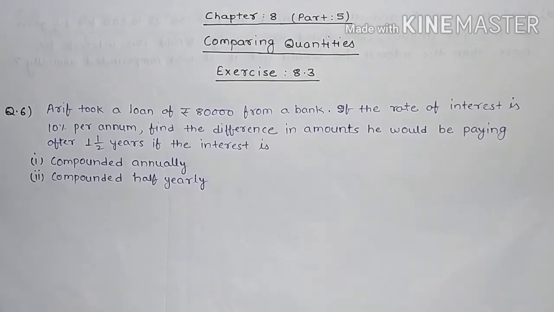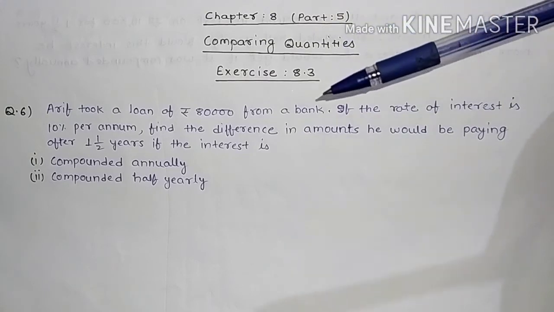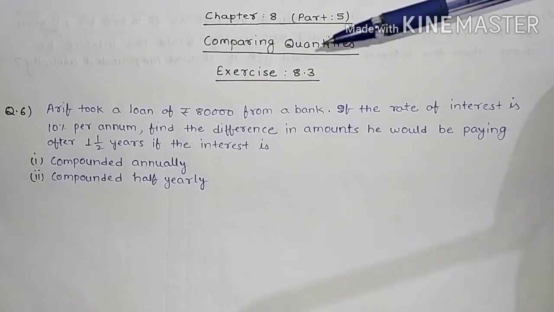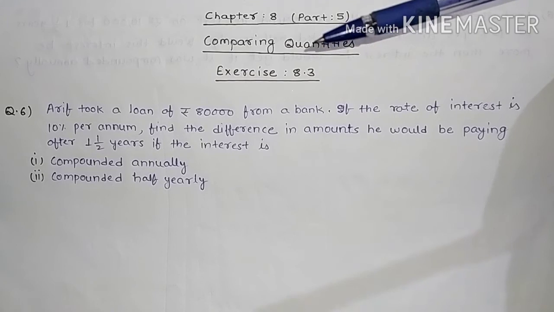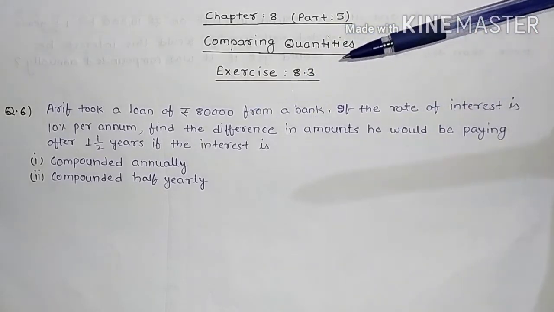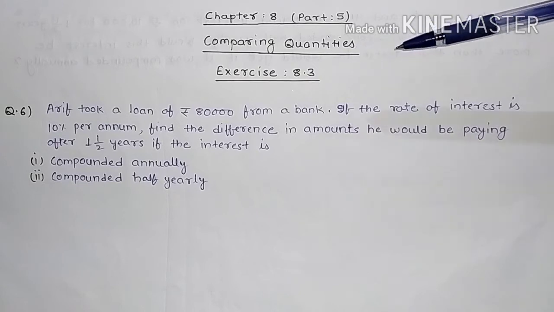Hello dear students, today we will discuss chapter number 8 part 5, that is the last part of this chapter, and the chapter name is comparing quantities. In the previous part we discussed exercise 8.3 question number 1 to question number 6, and in this part we are going to discuss the rest of the questions of exercise 8.3 from NCERT.